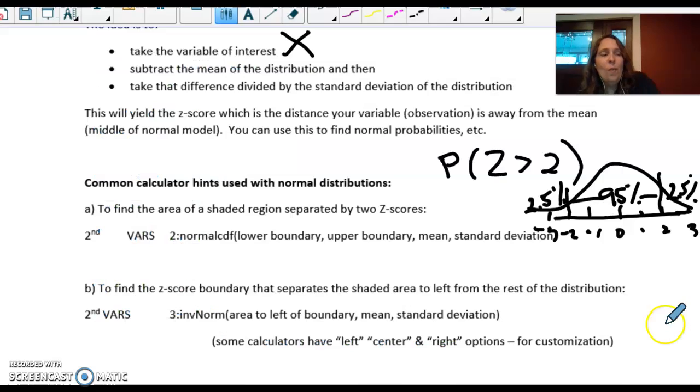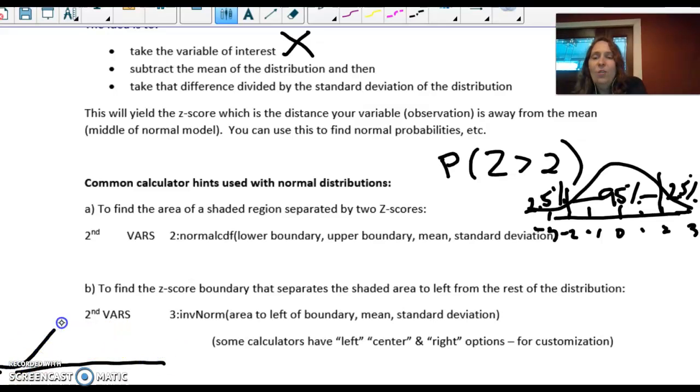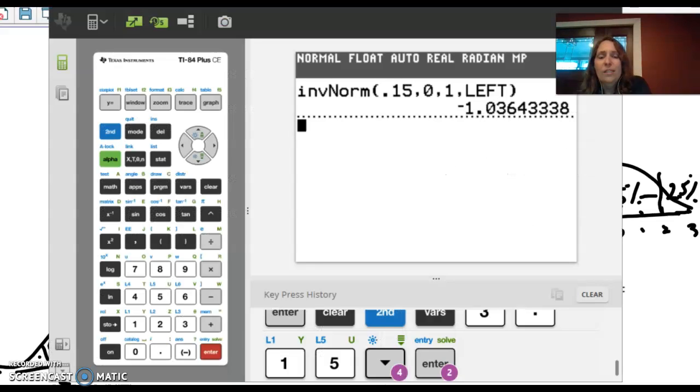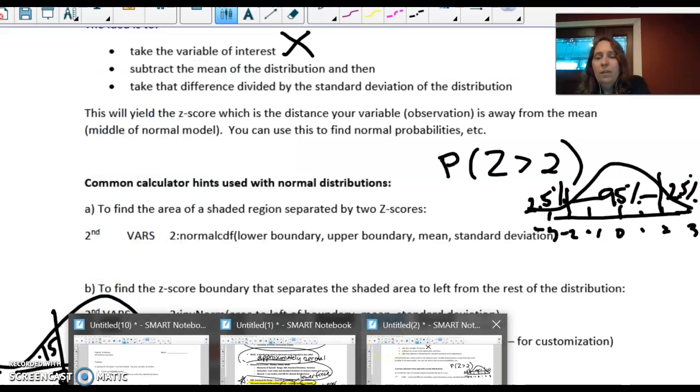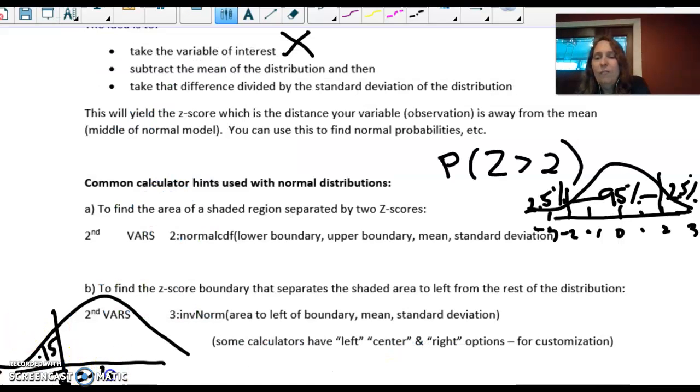-1.036. So back to the screen, what this is really saying is if I have a normal distribution and I'm looking for the place where 15% of the data is to the left of my boundary, that's going to be at z equals negative 1.036. And hopefully that makes sense that that would have to be a negative z-score because it is to the left of center. Disclaimer, my graph is not drawn to scale. It probably should be a lot closer to the middle. But I hope that helps for now.